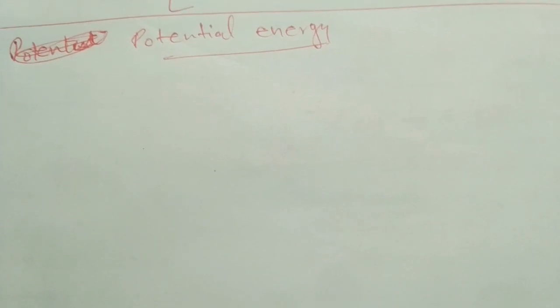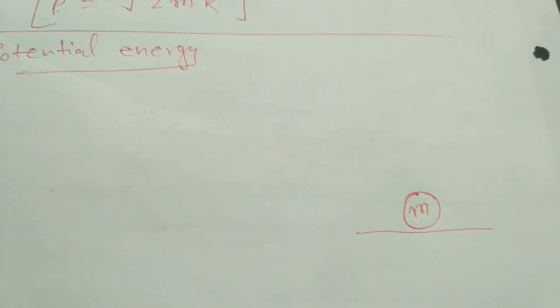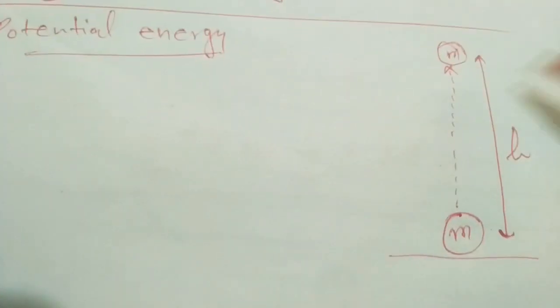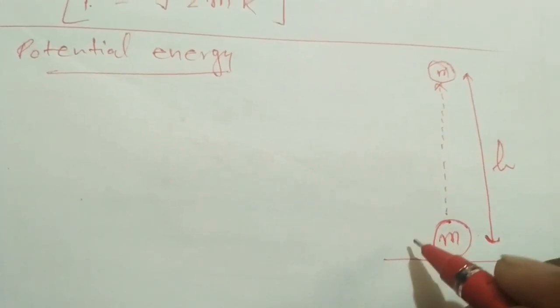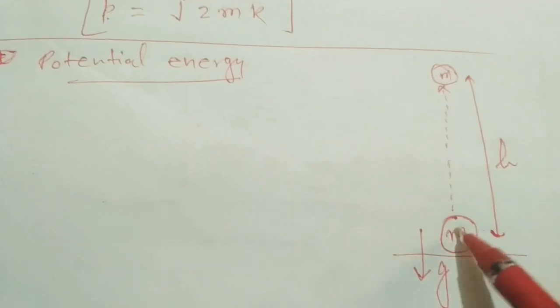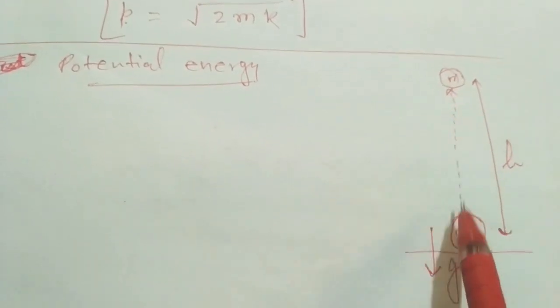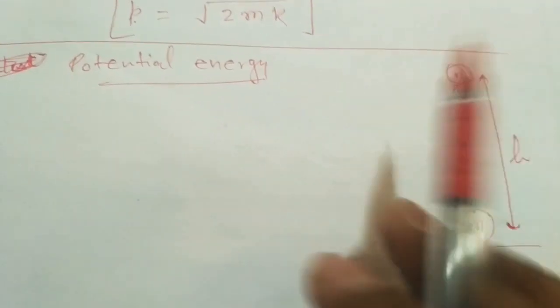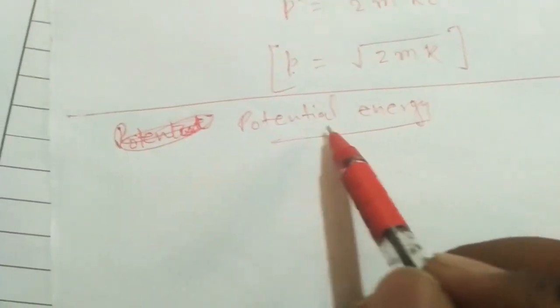So let's first see the expression for the potential energy. Like we proved for the kinetic energy, we will do the same for potential energy. For that, suppose a mass on the ground is raised to height h. See, this object is raised to this height h. The acceleration due to gravity always acts in this direction. So what is the weight here? We have to find the work done in moving this object from here to here, because that work will be the potential energy.